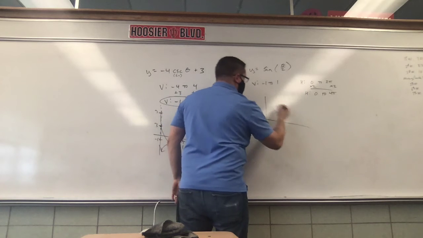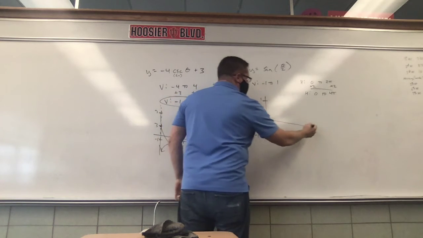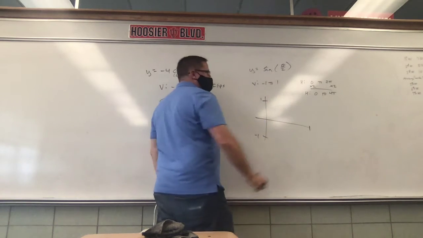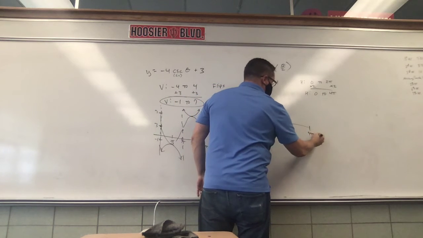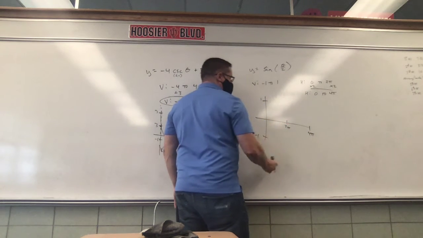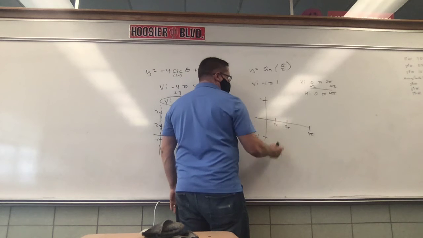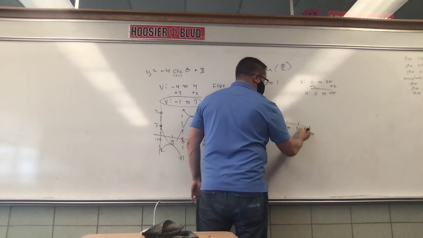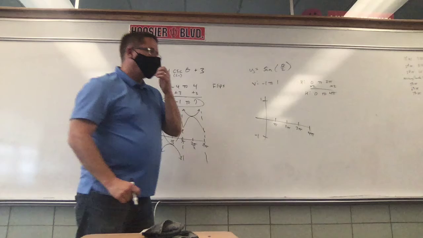So, here's 1, here's negative 1. We're not going to go 2 pi here. 4 pi. We're going to 4 pi. Half of 4 pi is 2 pi. Half of 2 pi is 1 pi. Between 2 pi and 4 pi is 3 pi.